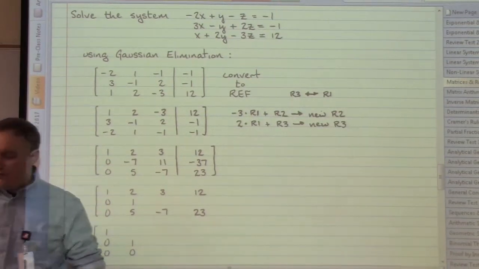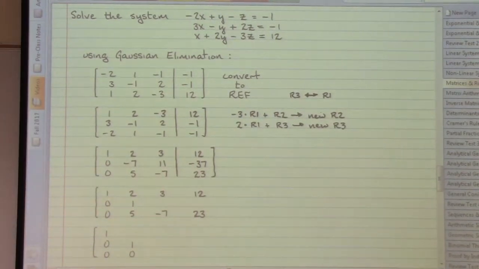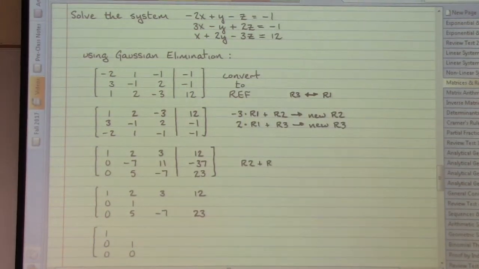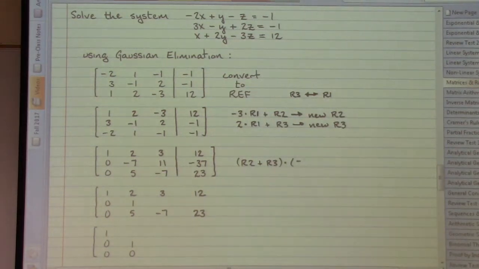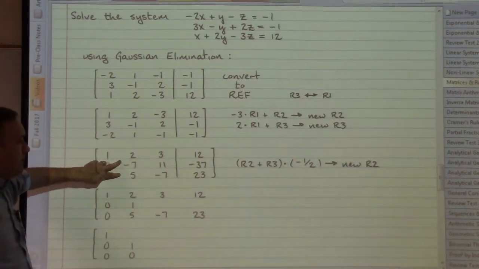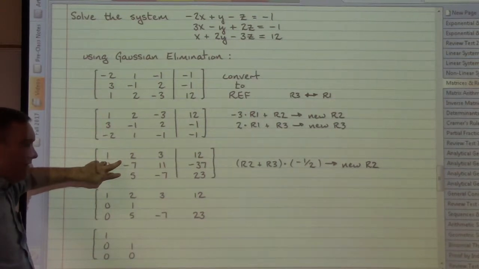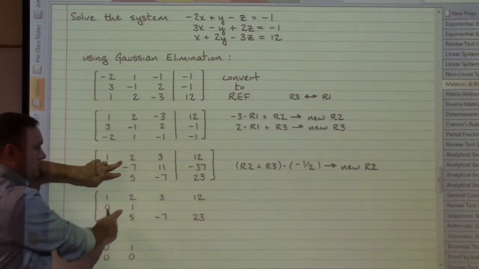So this is a little bit of fancy footwork. I'm going to take row 2 plus row 3, times by -1/2. And that's going to get me my new row 2. Hand, brain, mouth. New row 2. -7 plus 5 is -2. Times -1/2 is +1.